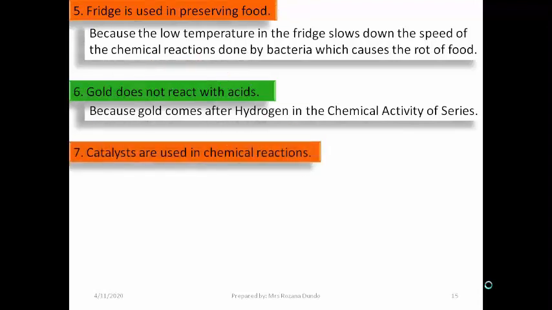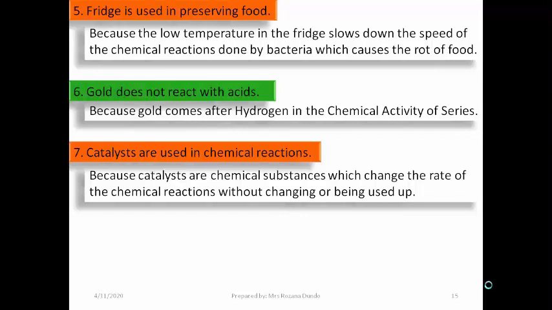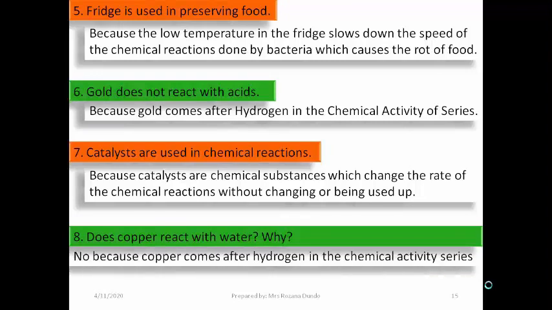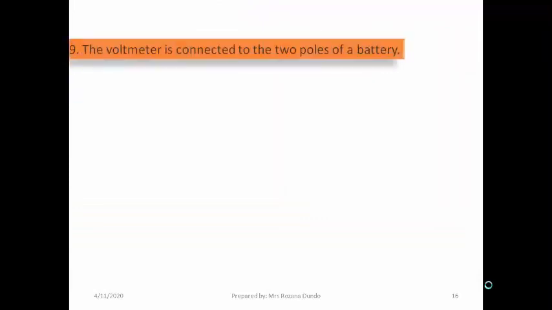Catalysts are used in chemical reactions because catalysts are chemical substances which change the rate of chemical reactions without changing or being used up. Does copper react with water? Why? No, copper does not react with water because copper comes after hydrogen in the chemical activity series.